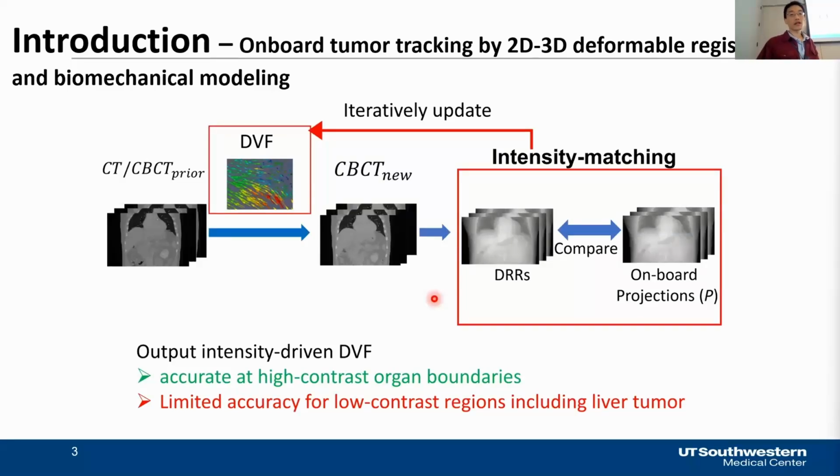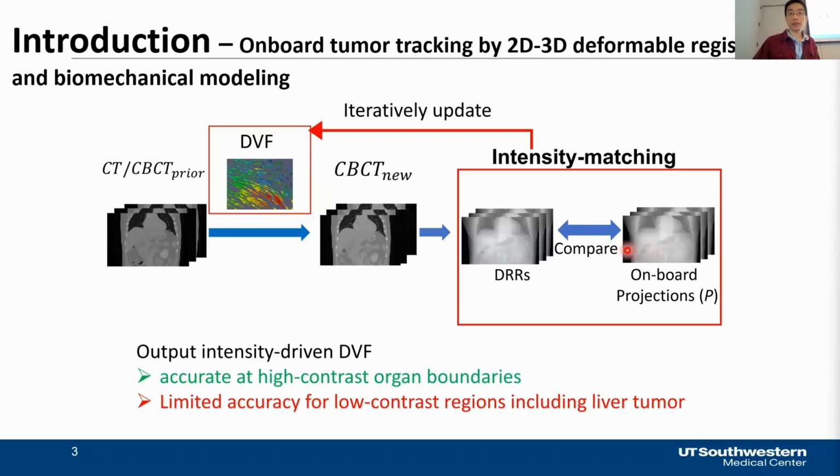In our previous study in this group, we tried to track the onboard liver tumor position by combining 2D-3D deformable registration and biomechanical modeling. These slides illustrate the basic idea of 2D-3D deformable registration. Even though the tumor is hard to see from the onboard X-ray projection, the liver boundary, especially the diaphragm, can be clearly seen from the projection imaging. And we can use this to help us locate the liver tumor.